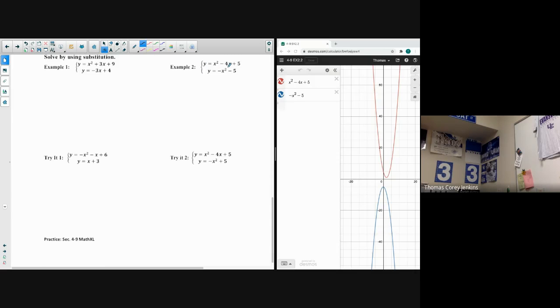So solving by substitution, my first step would be I'm going to sub negative x squared minus 5 for that y. So negative x squared minus 5 equals x squared minus 4x plus 5. Now we're going to write in standard form. Adding x squared to both sides will give me 2x squared over here. Minus 4x is going to stay minus 4x, and then add 5 to both sides to make that last term plus 10.